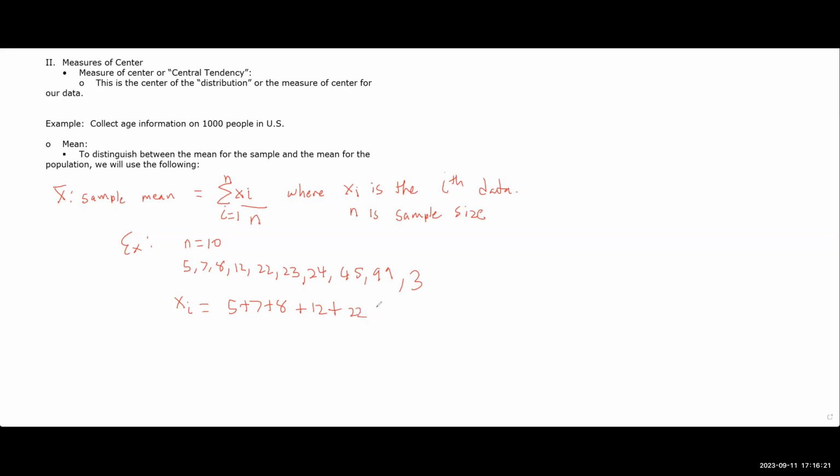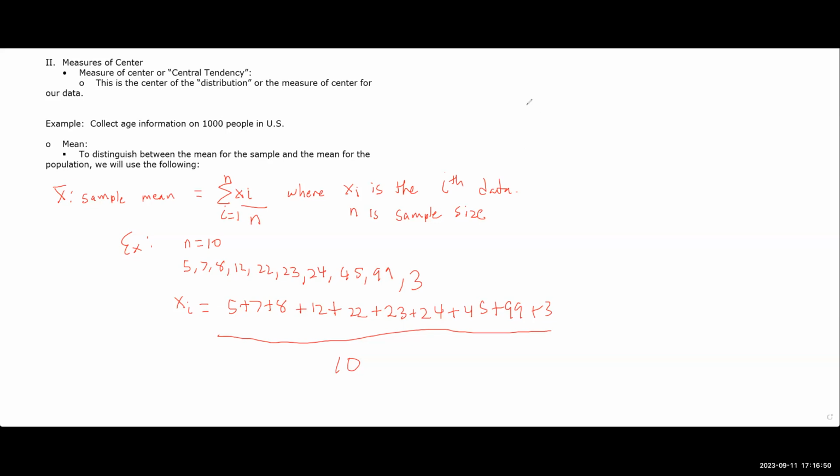Plus 22 plus 23 plus 24 plus 45 plus 99 plus 3, all of this divided by 10. And that's how you would calculate it, okay? There is an example in the book, and my notes as well. So if you want to do another calculation, all right, what about population mean?